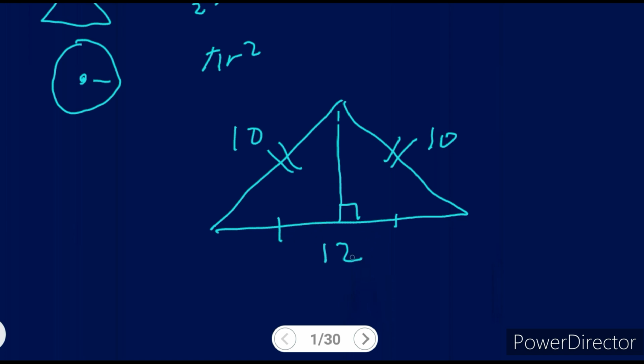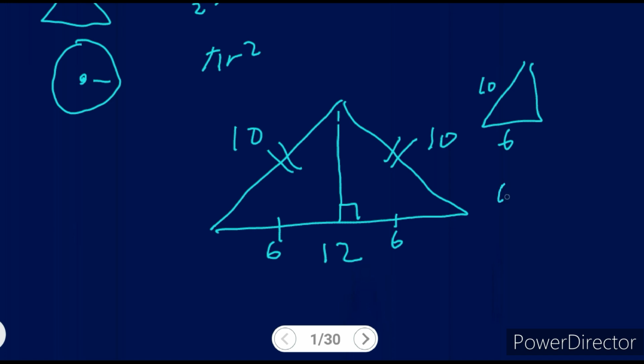So from here, if this is 12 units, it means this is going to be 6 and 6. So now we can find the perpendicular height. So then it means that we can use any triangle we want, either this triangle or this triangle. So let's just use the first one. So then we're going to have 6 here and we're going to have 10.